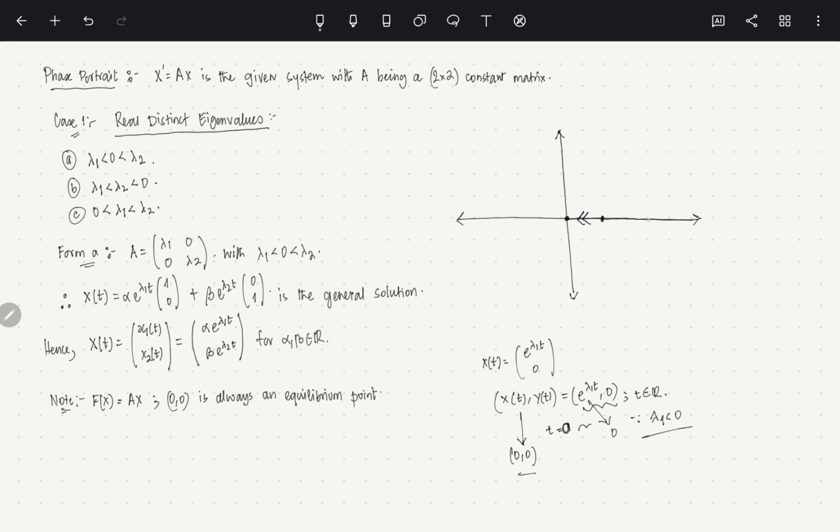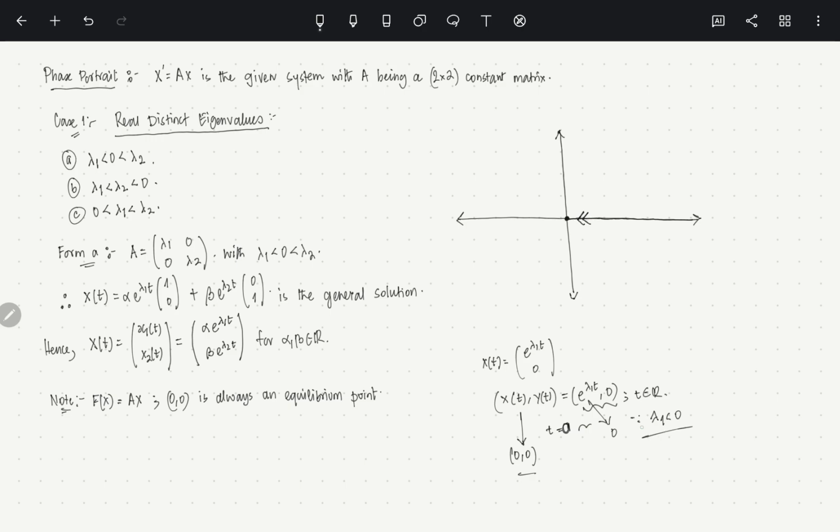So what does it mean? One solution looks like this for a particular choice of alpha and beta, and you see it goes towards 0. You understand? As t tends to infinity, this goes towards 0. You don't have to draw this particular line, I just drew it for the purposes. This is (1, 0). At t equals 0, it is somewhere here, and after that as t tends to infinity, it is going towards here.